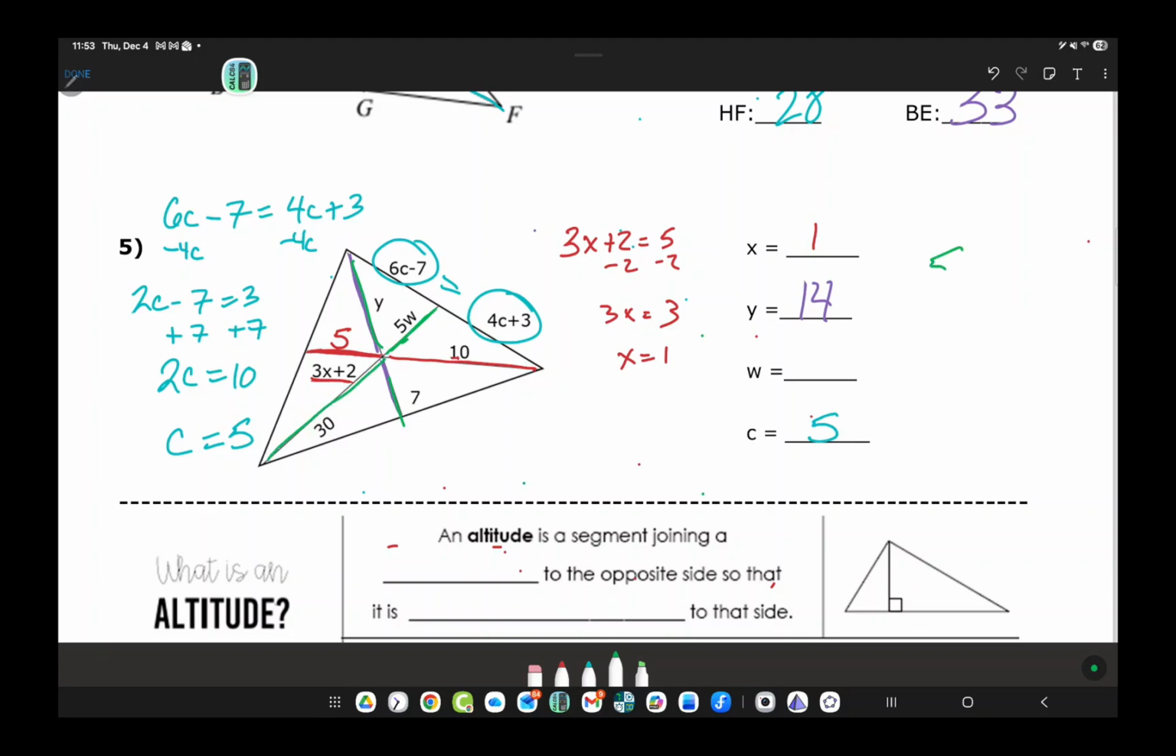So that means that 5w is equal to 1/2 of 30, 15. By the way, could you have just doubled 5w and set 10w equal to 30? Would that have been fine? Yeah, that'd have been fine. So divide by 5. Either way, you get w is 3.